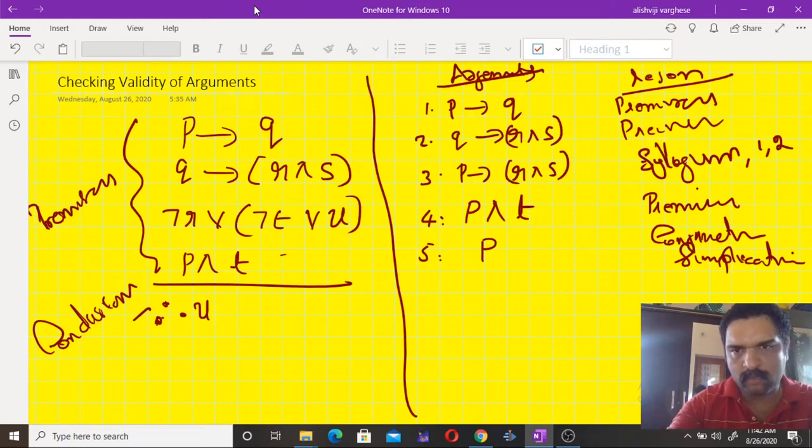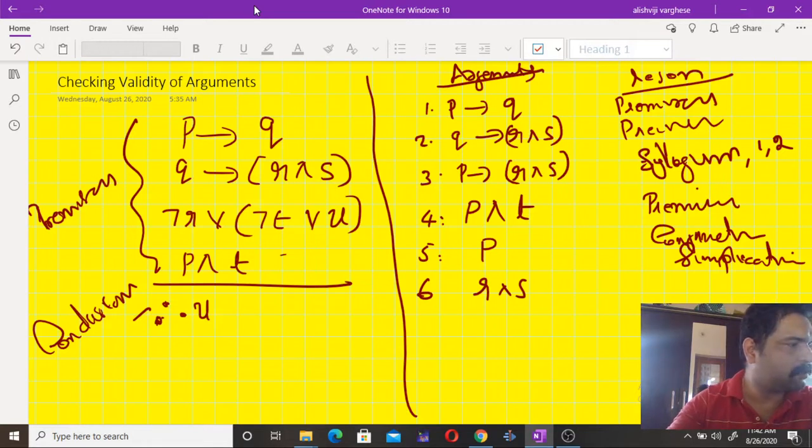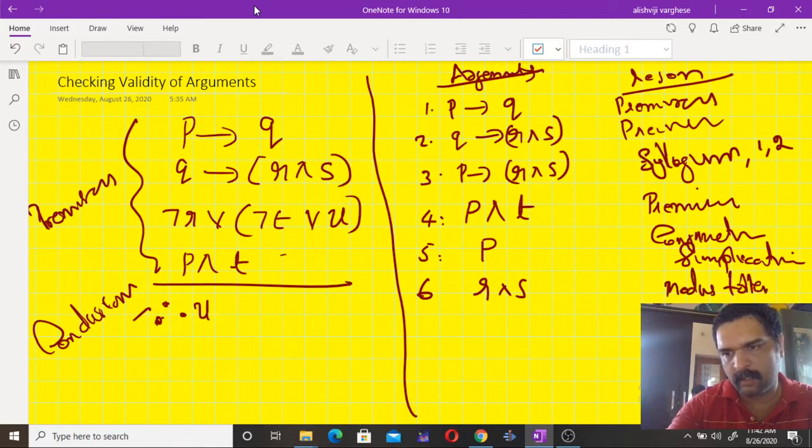So if P is true, then since P implies R and S, obviously R and S is true. That is, if P implies Q and P is true, then the conclusion is true. That is our modus ponens, the first one. So that is R and S, and we arrive at the conclusion that R and S is true.